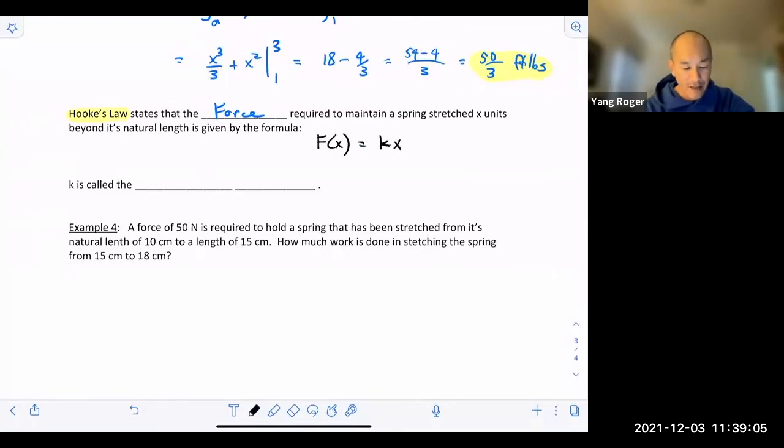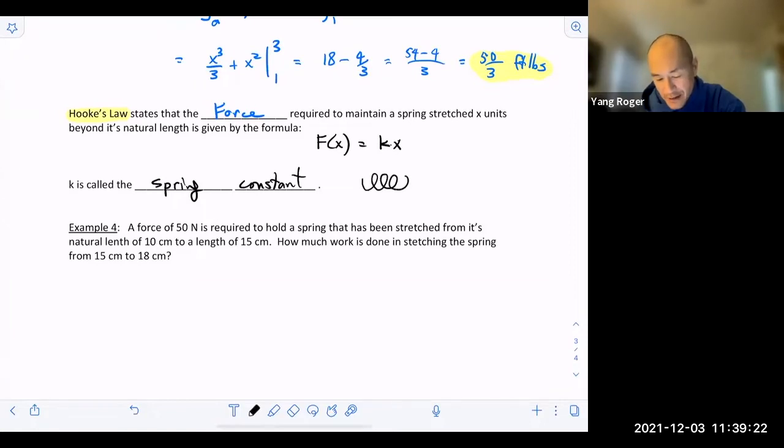And this k is called the spring constant. I guess if you just leave a spring alone, it has a natural length. So let's say this is the natural length. And then let's say that you stretched it out. If you stretched it out, maybe it looks like this. So what you could see is that we've stretched it beyond its natural length by x units.